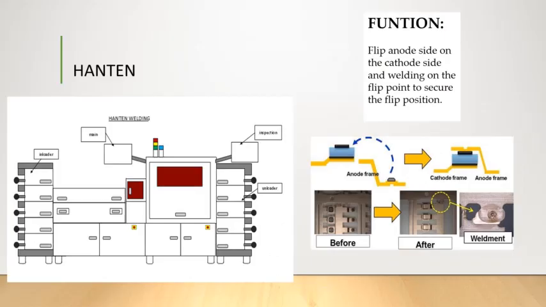And the next machine is the hand welding, whose function is to flip the anode side onto the cathode side and weld on the flip point to secure the flip position. So here is the illustration of how the welding on the flip point secures the flip position.